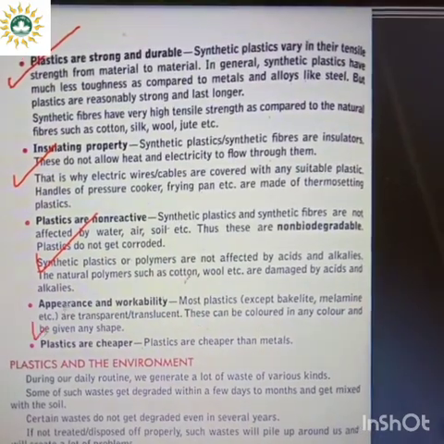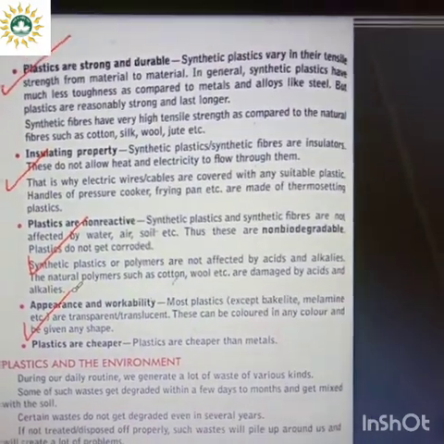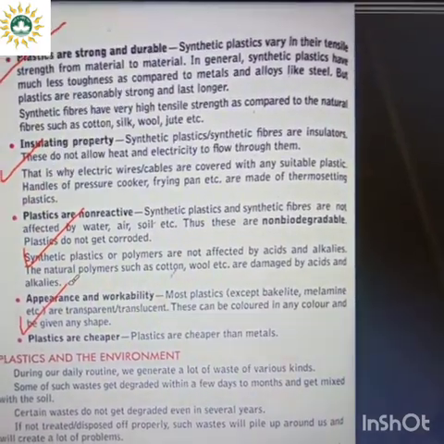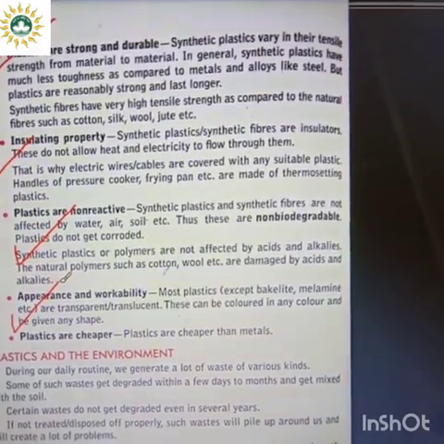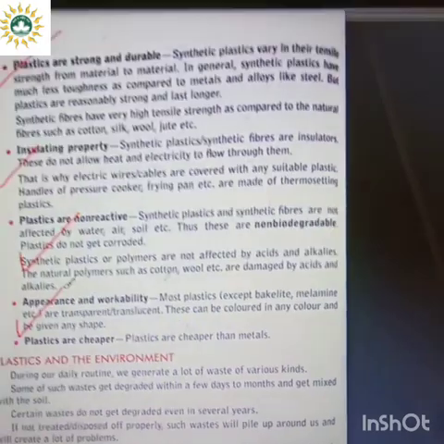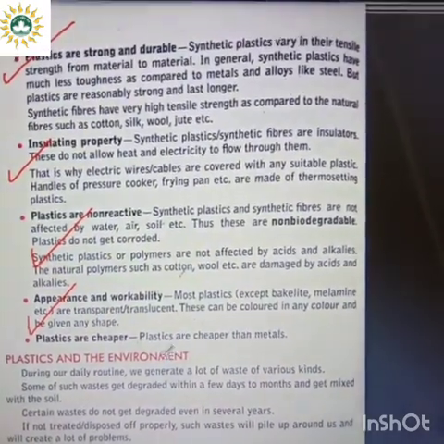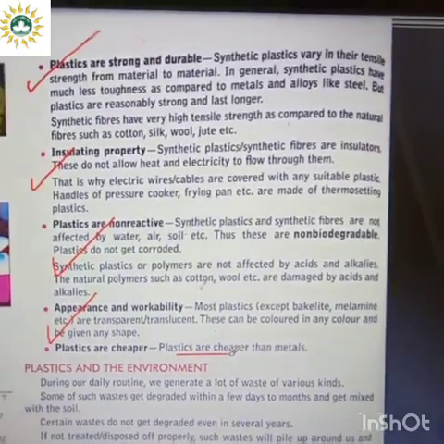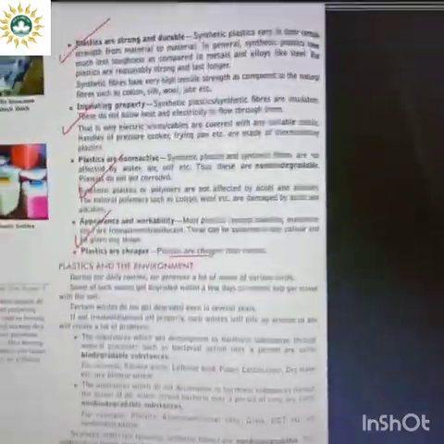Appearance and workability: most plastics, except some, that is bakelite and melamine, are transparent or translucent, and they can be colored in any color and be given any shape. And the most affordable property is that plastics are cheaper than any other metal.